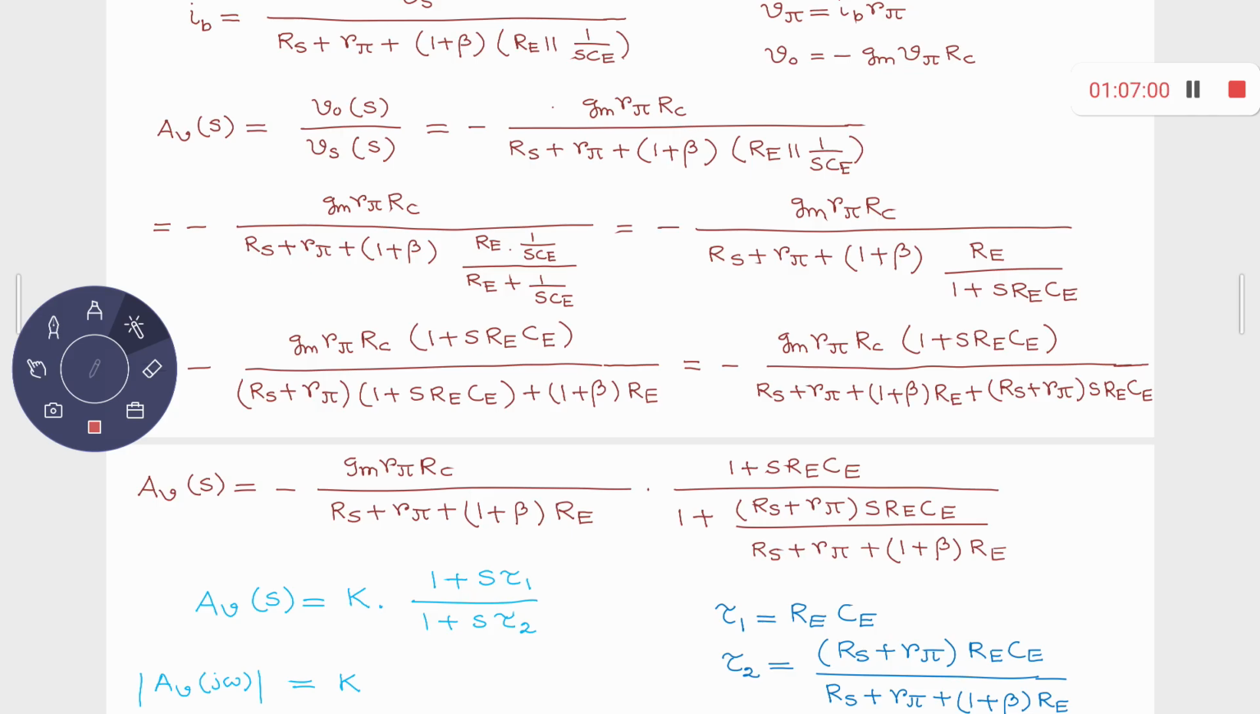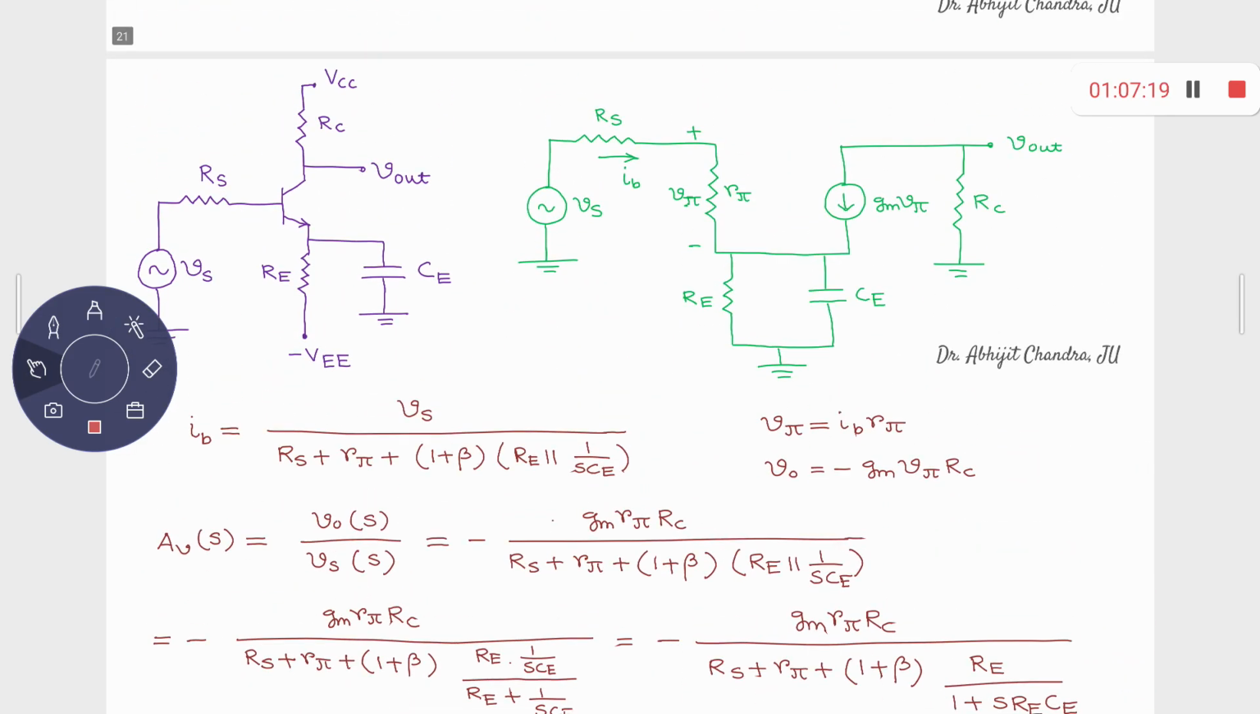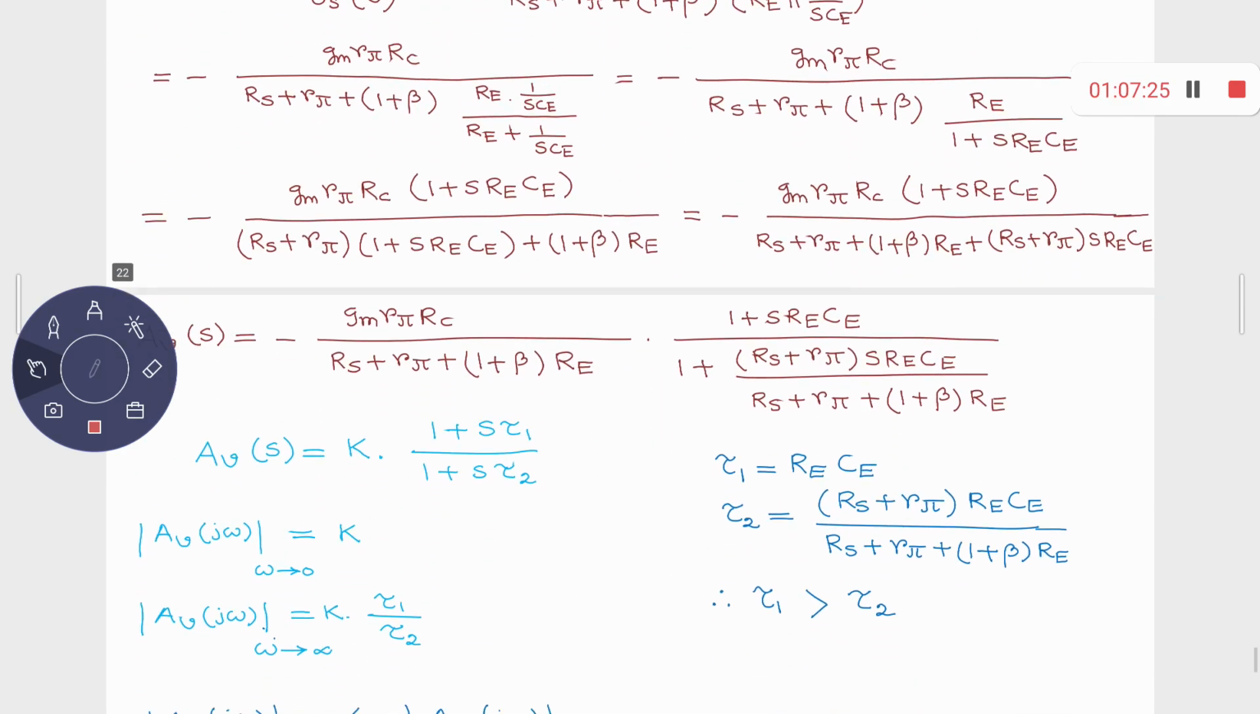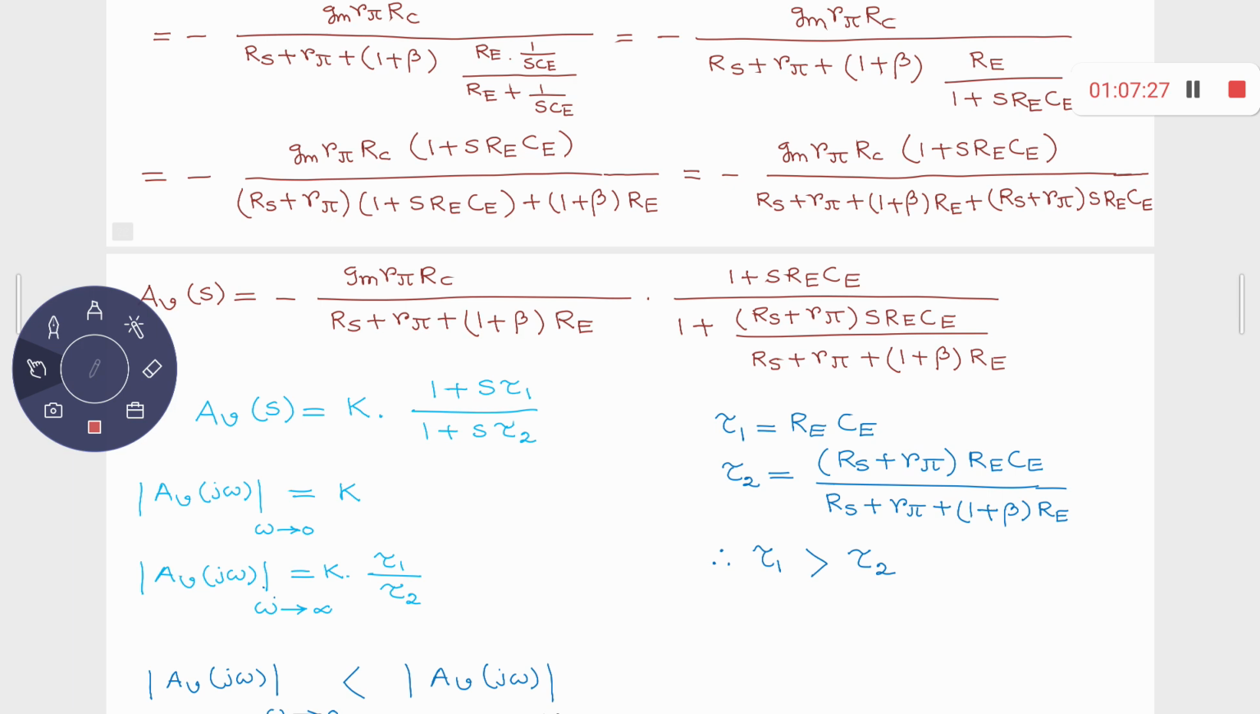So this can be represented in this form, k into 1 plus S tau 1 divided by 1 plus S tau 2. So therefore you have two different time constants. Although you have only one bypass capacitor, since it is connected between the emitter terminal and the ground in that particular fashion, if you perform this circuit analysis, then we get two different time constants.